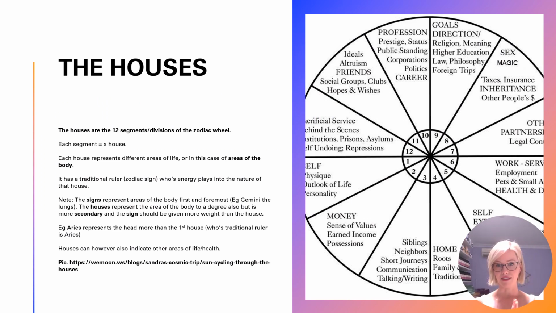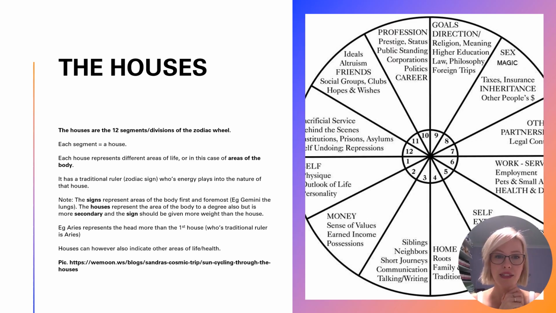So the houses, as you can see, there's a picture here on the right. This isn't to do with medical astrology, but it gives you a diagram of how the zodiacal wheel is segmented and sectioned into 12 different sections. The houses are the 12 segments or divisions of the zodiac wheel. Each segment equals a house. So you can see the numbers on the inside of that wheel showing you number 1, 2, 3, 4 through to 12, going anti-clockwise.